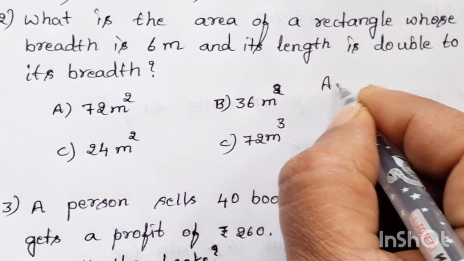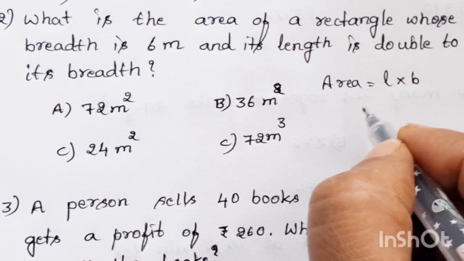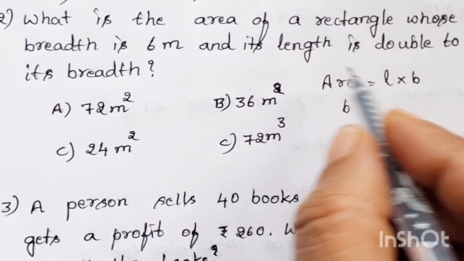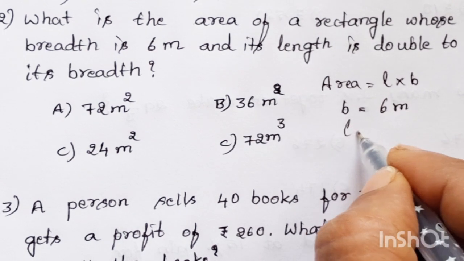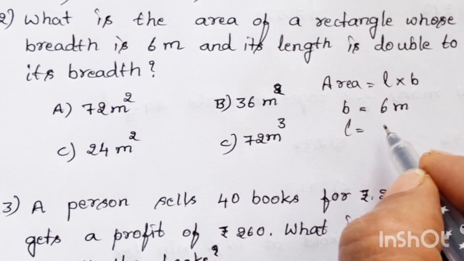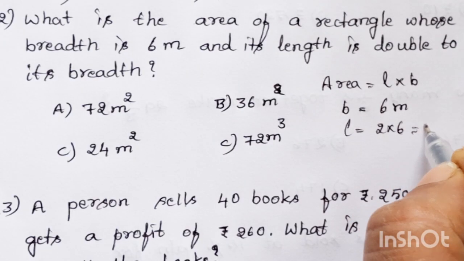Now, we know the formula for area. Area is the product of length and breadth. So, breadth given here is 6 meters. And so the length will be double of it. So double means 2 multiplied by 6.